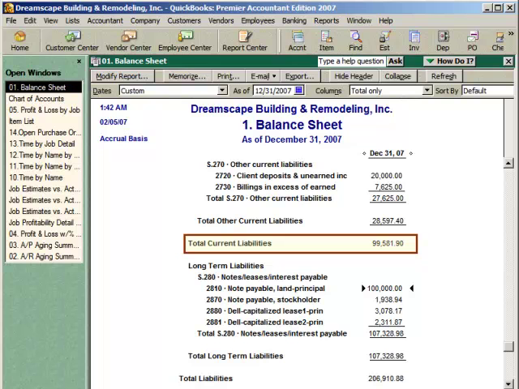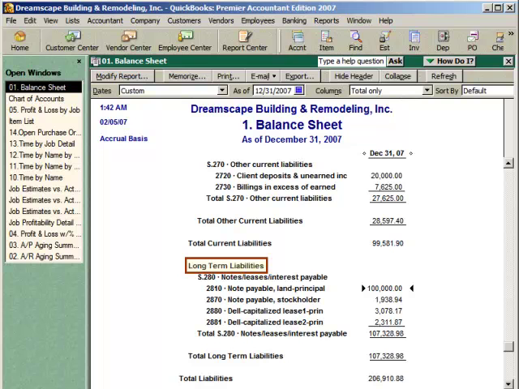Bankers like to compare your current liabilities against your current assets to see your current situation. In this case, if this was your company, you show current assets of $189,290.81 and current liabilities of $99,581.90. So it appears that you're well within your means to pay your current liabilities.